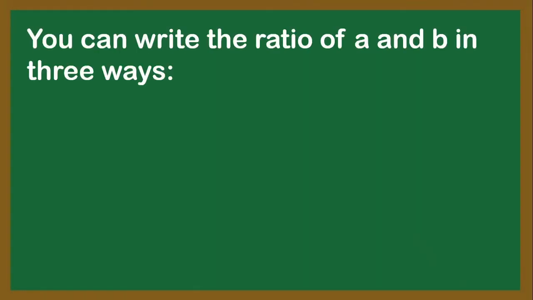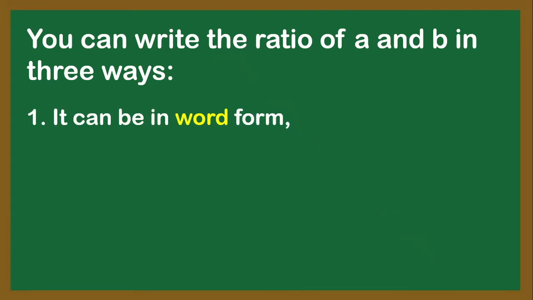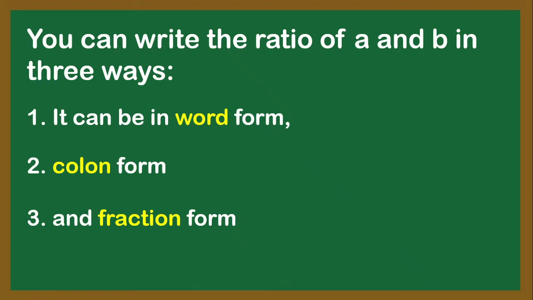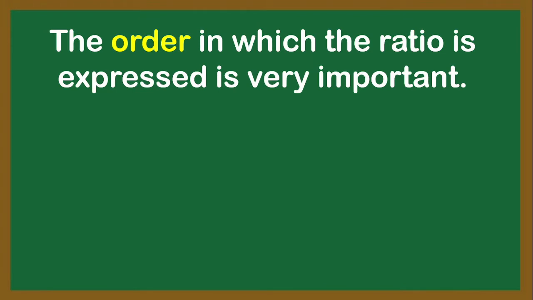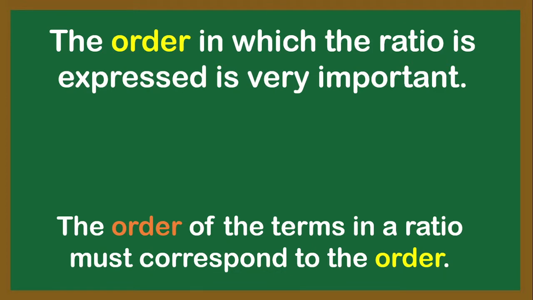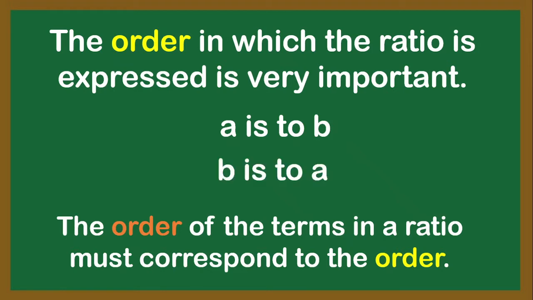You can write the ratio of A and B in three ways. It can be in word form, column form, or fraction form. The order in which the ratio is expressed is very important. The order of the terms in a ratio must correspond to the order. Let's say the order is A to B, therefore the ratio must be written as A is to B. Or if the order is B to A, then the ratio must be written as B is to A.